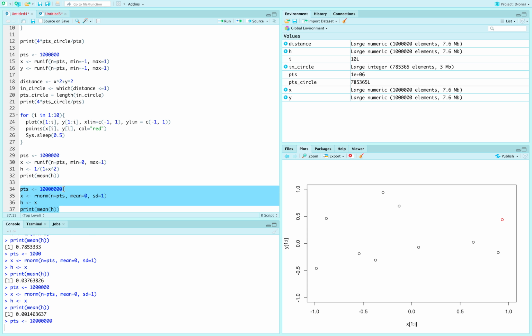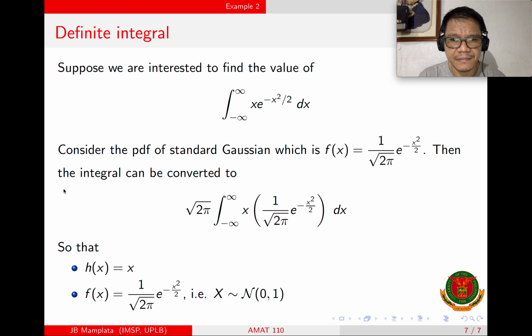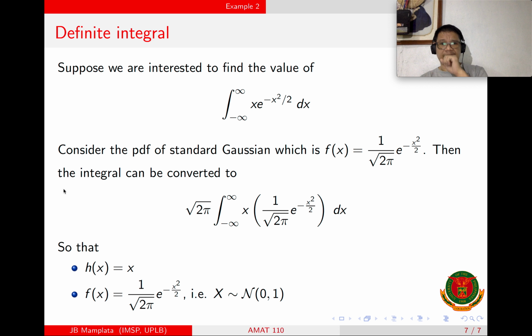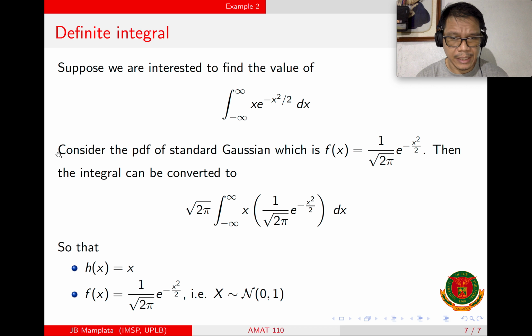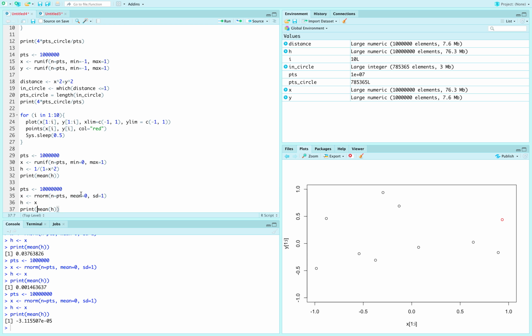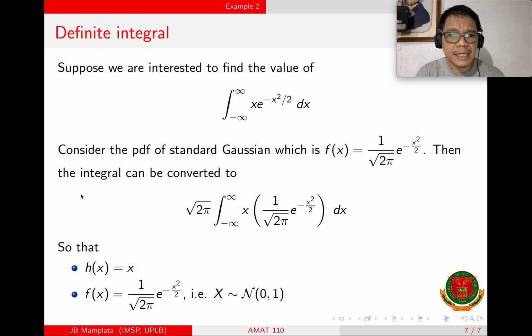Okay? It takes a while. So the value is negative 3 times 10 to the negative 5. Okay? And actually, oops, wait. We are missing something. We need to multiply by square root of 2 pi. Sorry. We need to multiply by square root of 2 pi. Basically, the same thing will still happen. The answer we get will still be close to 0.